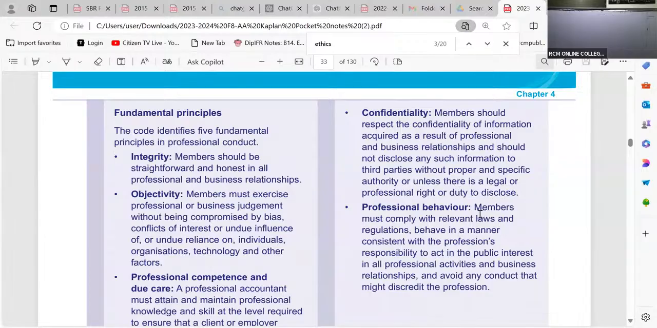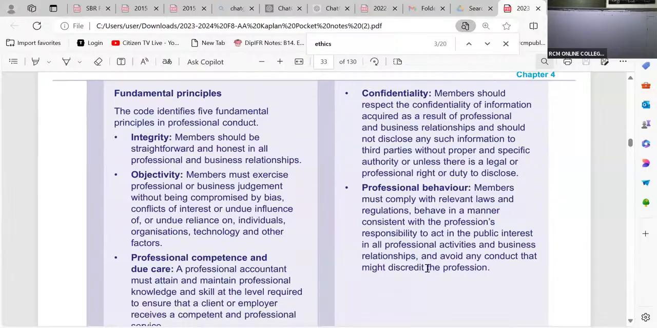Professional behavior: members must comply with relevant laws and regulations, behave in a manner consistent with the profession's responsibility to act in the public interest in all professional activities and business relationships, and avoid any conduct that might discredit the profession.